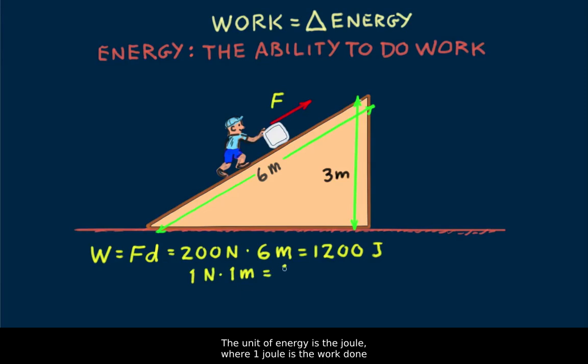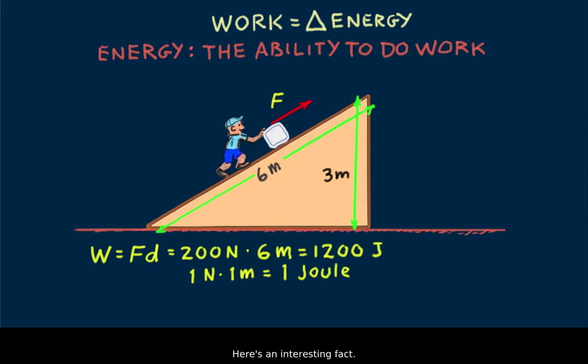The unit of energy is the joule, where 1 joule is the work done by 1 newton over a distance of 1 meter. So at the top of the 3-meter high ramp, the block of ice has acquired 1,200 joules of energy that it didn't have at the bottom of the ramp.